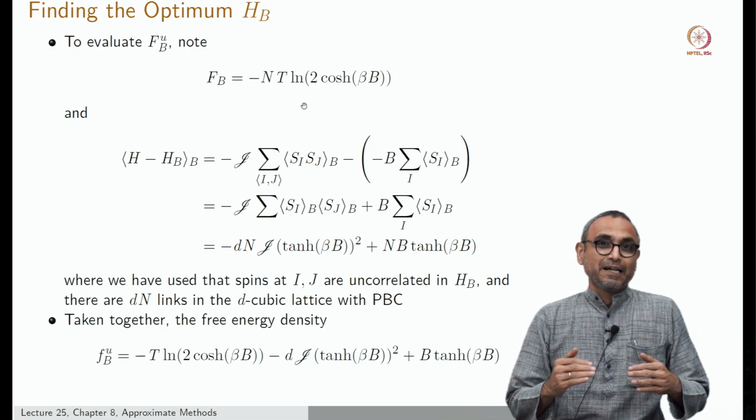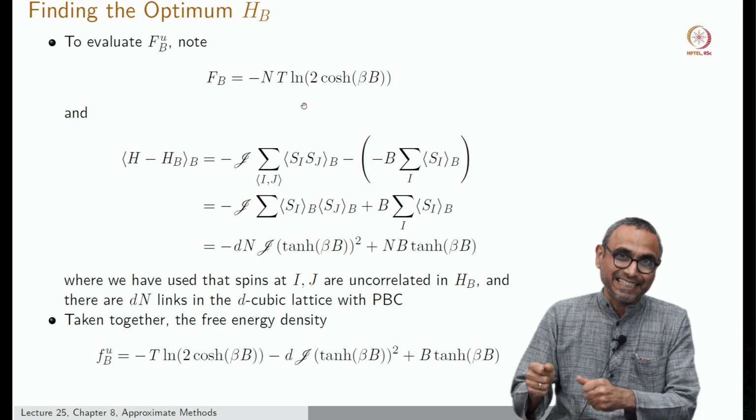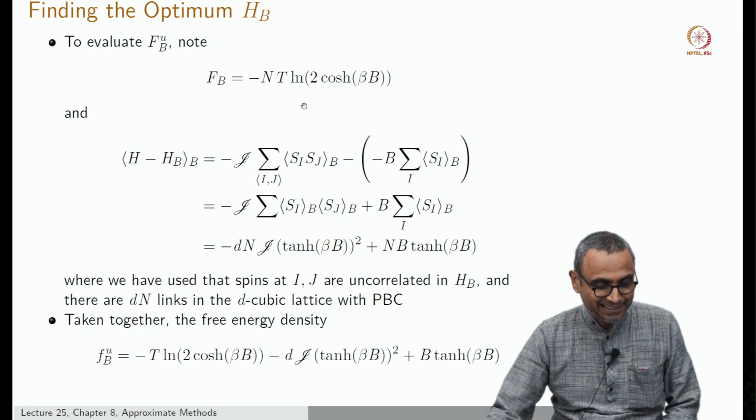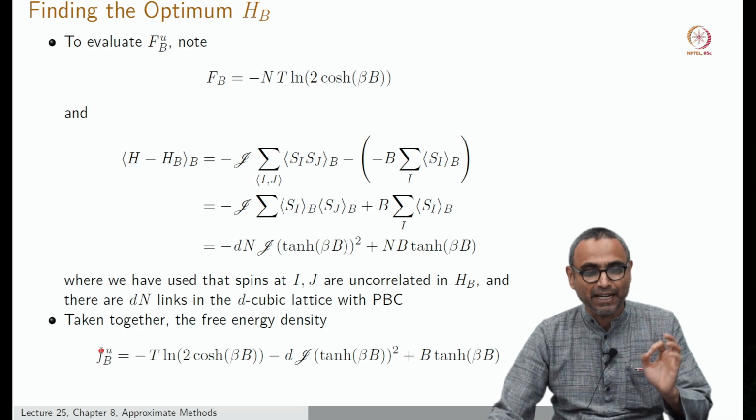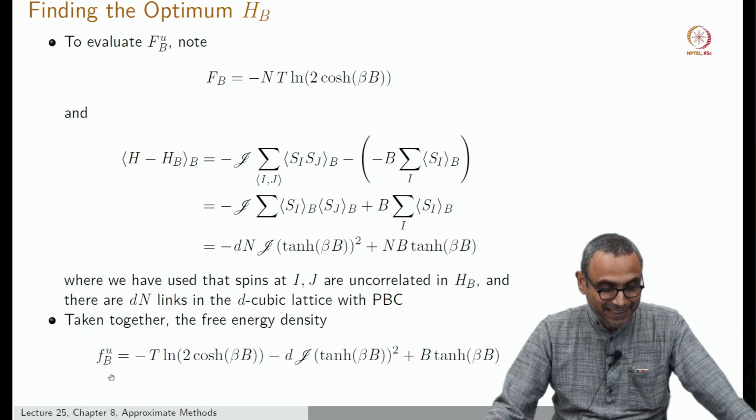Since it's proportional to the number of sites, I can find a free energy density by simply dividing it by the number of sites, and this is what I call little f_U(B). So it is a bound on the free energy density which depends on B.